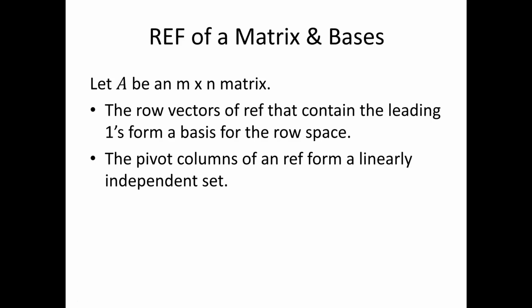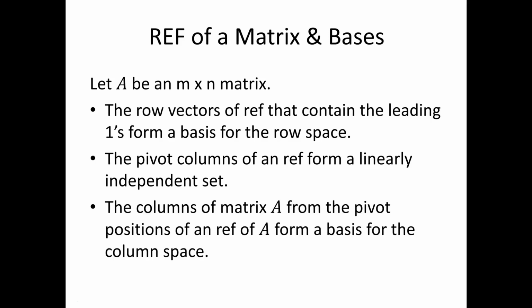However, what we can say is that if you identify the pivot columns for an REF, we can take exactly the same positions in the original matrix, and then those vectors form the linearly independent set of vectors that span the column space of the original matrix. So here's the third point. The columns of the matrix A from the same pivot positions that you identify for the REF form the basis for the column space of A.